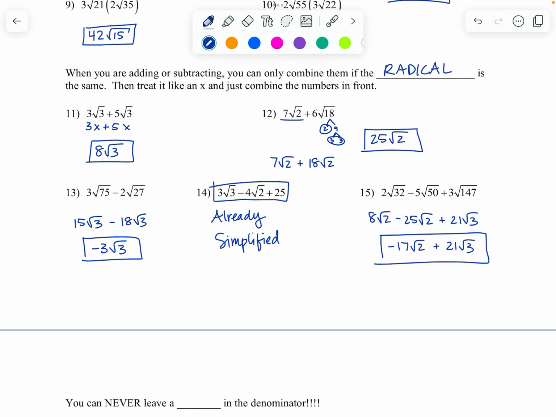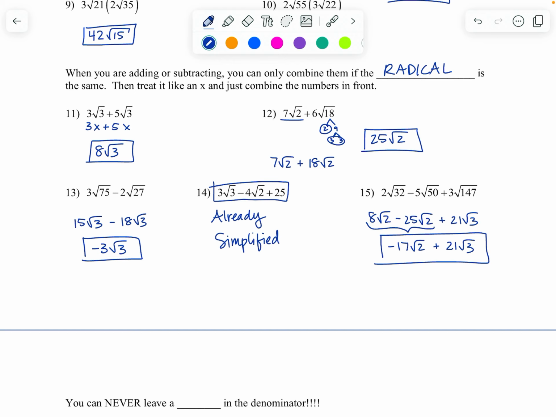And then number 15, only those first two terms ended up as root 2s. So I combined these two, but you just leave that root 3 alone because it doesn't have any other root 3s that it can add or subtract with.